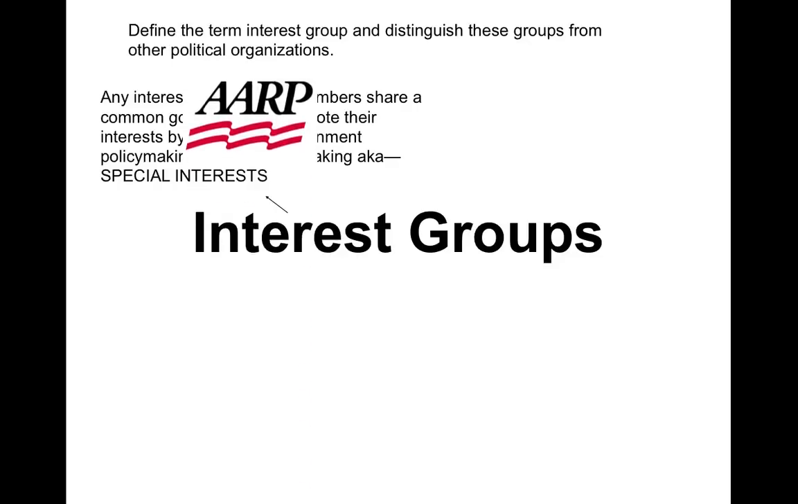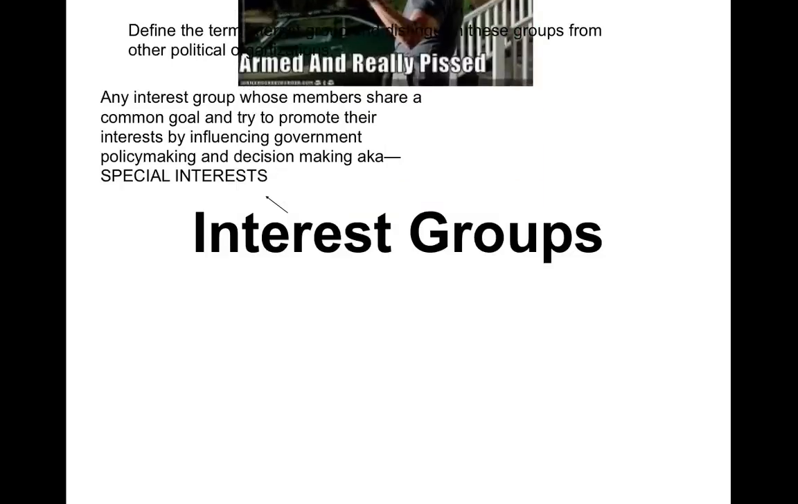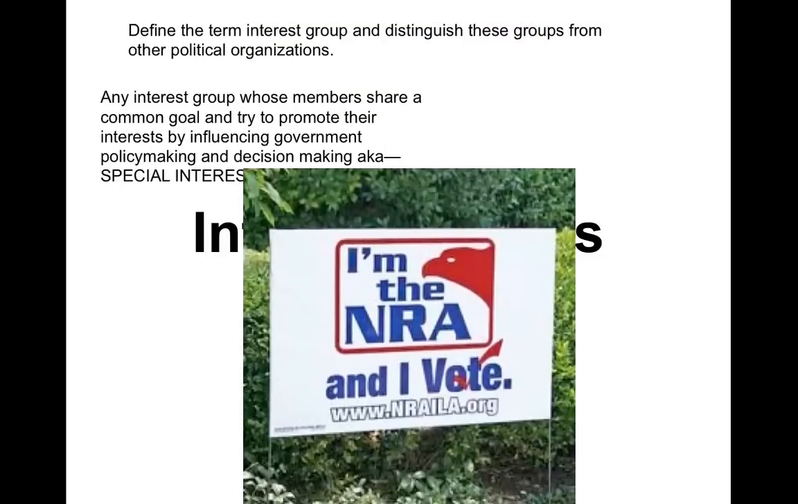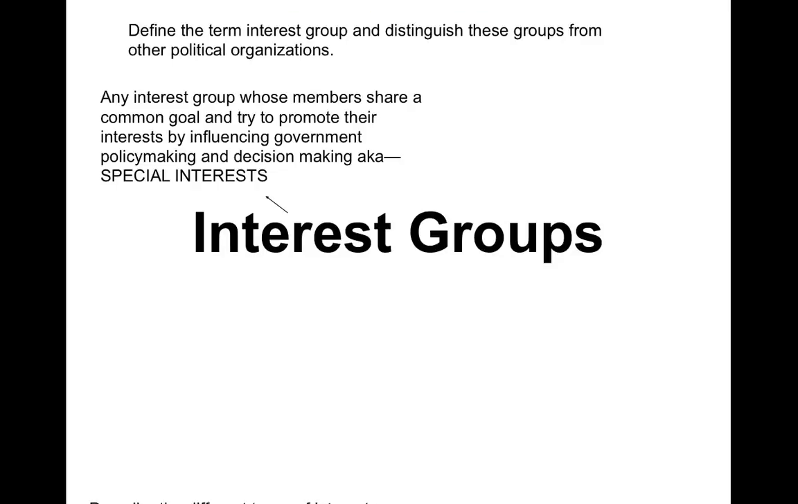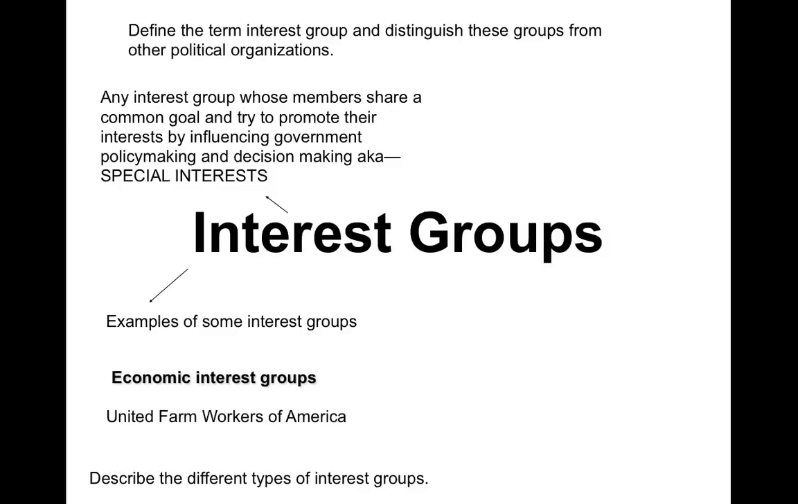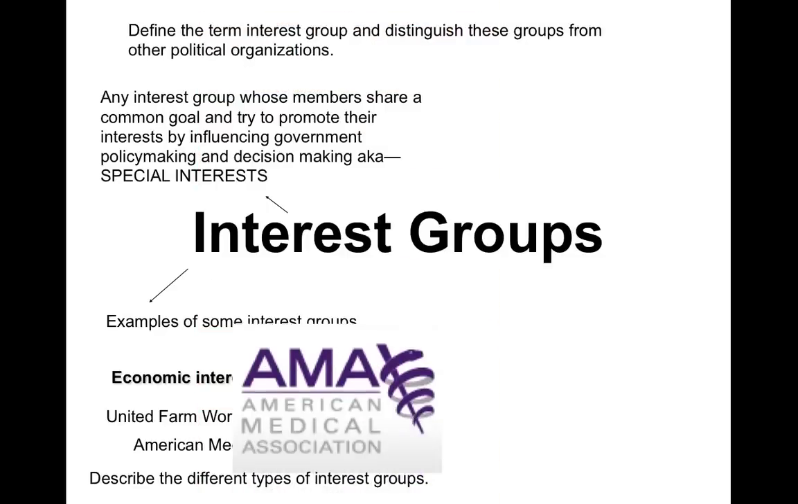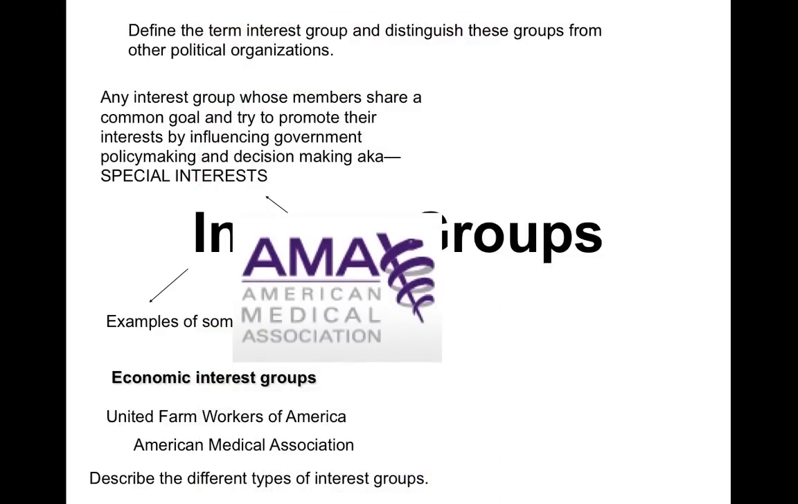An example is the AARP. They're looking out for old people. NRA, that's Jarvis. There's different types of interest groups. And here's an example. You have economic interest groups, United Farm Workers, American Medical Association. Again, they're for various economic concerns.